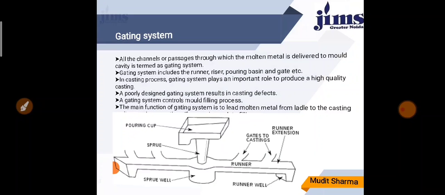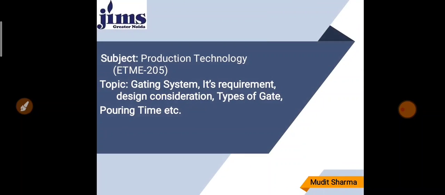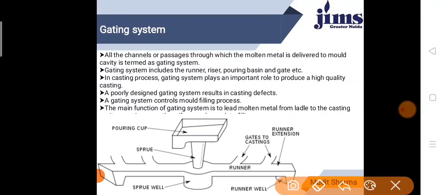What is gating system? The passageway in the mold for carrying the molten metal to the mold cavity is known as the gating system. You can study in this PPT all the channels or passes through which the molten metal is delivered to the mold cavity, termed as gating system. It includes runner, riser, pouring basin and gate. You can see in the systematic diagram.